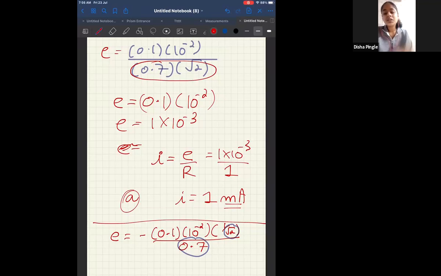Sir, can you please tell me how did you get 1 milliampere after the substitution? 1 into 10 power minus 3 by 1 is 1 into 10 power minus 3 only. And 10 power minus 3 can be substituted as milli, because 10 power minus 3 is milli. Therefore, the answer is 1 milliampere.